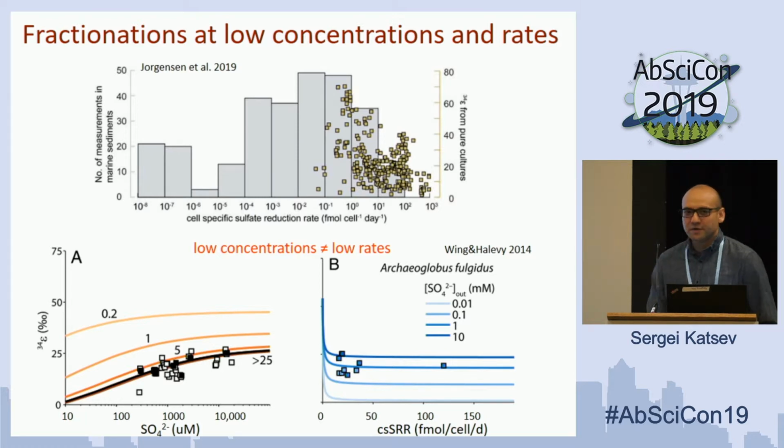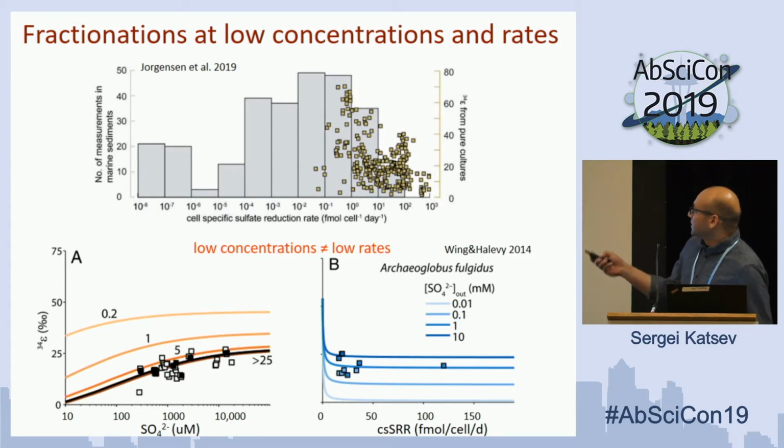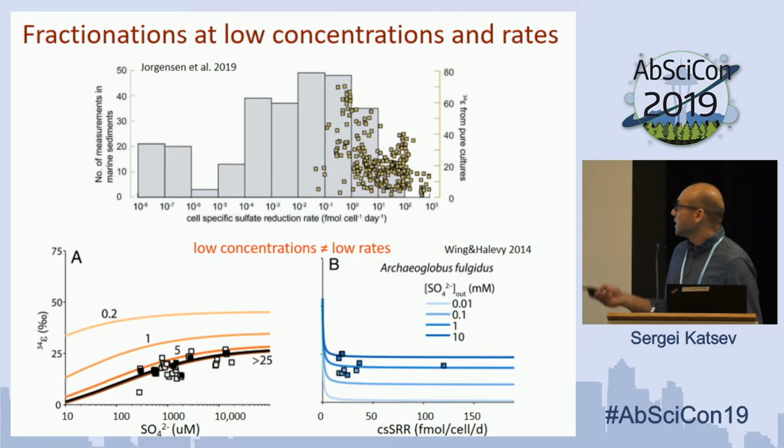I have just a few more minutes. I want to briefly comment on other uncertainties in our interpretations. We don't really know what happens at low concentrations, and low concentrations and low rates are not the same. This is a figure from a recent review that showed the cell-specific sulfate reduction rates in modern marine sediments as bars. These are the data points found in modern experiments.